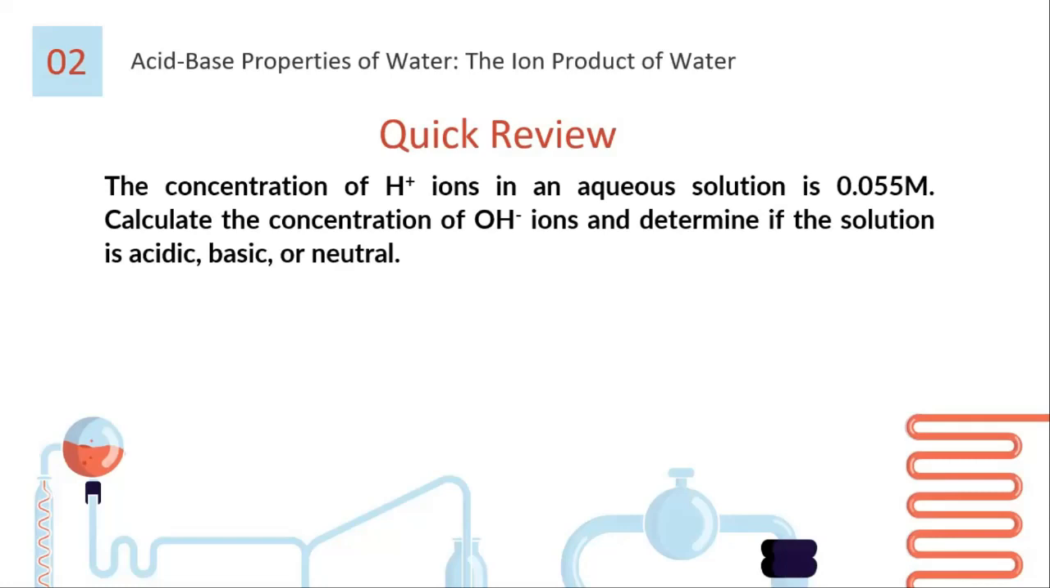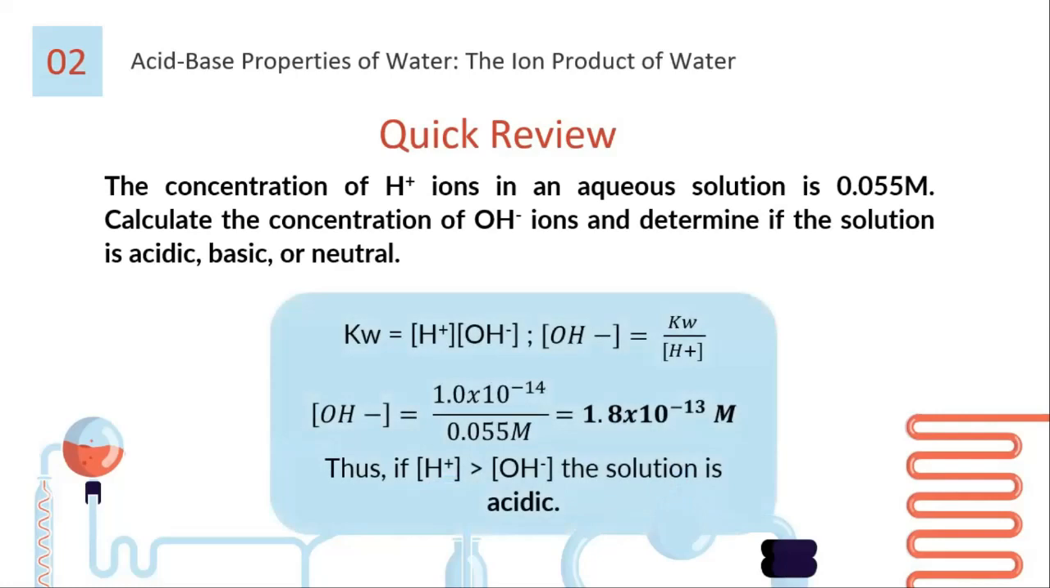The concentration of hydrogen ions is given at 0.055 molars. Using the ionic product of water, Kw is equal to the concentration of hydrogen ions times the concentration of hydroxide ions. We can obtain the hydroxide concentration by dividing Kw by the hydrogen ion concentration. So 1.0 times 10 raised to negative 14 divided by 0.055 molars. This will give us 1.8 times 10 raised to negative 13 molars. And since the concentration of hydrogen ion is greater than the concentration of hydroxide ions, the solution is said to be acidic.